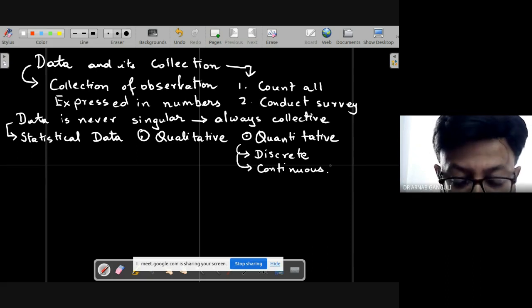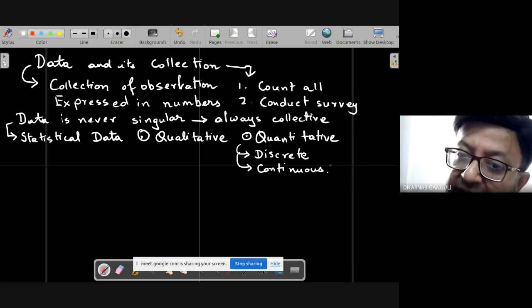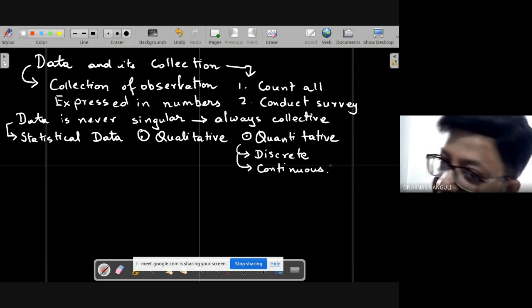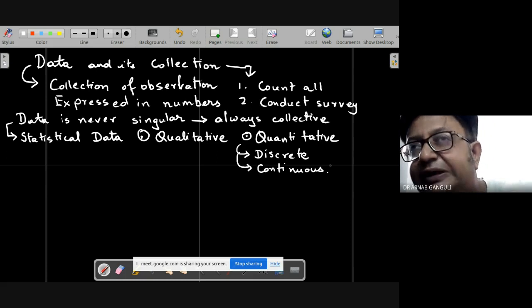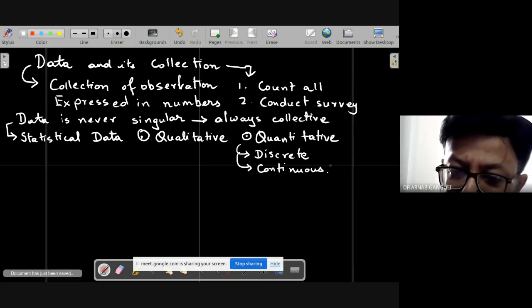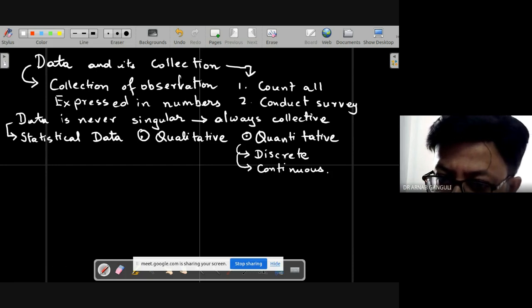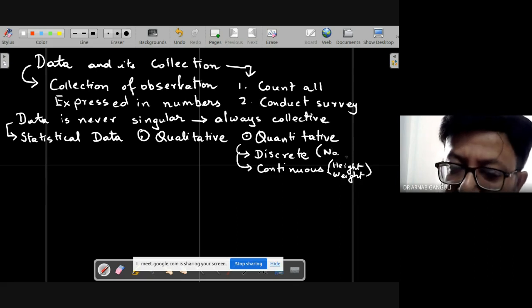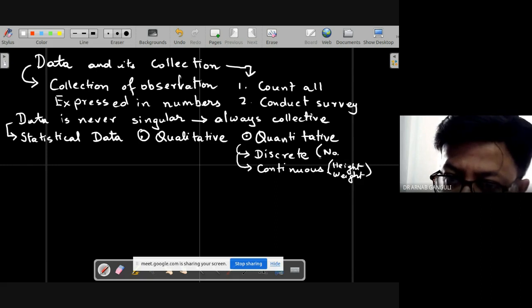And continuous data is height or weight. Somebody can be 70 kilos, then 70.0001 kilos. So it is always continuous. I'm writing it in brackets here: height and weight. And here you remember it as number of books. শুনতে পাচ্ছ তো সবাই? Yes, sir.